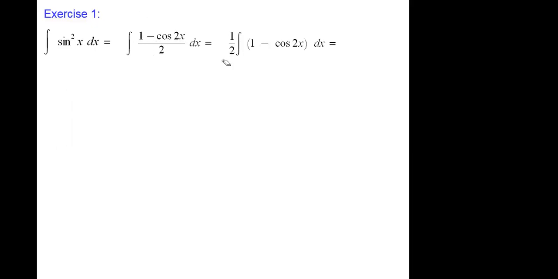I will factor out 1/2. Okay, and now, integral of 1 is just x. Integral of cosine of 2x is sine of 2x over 2, times 1/2. Done. This is my final answer.